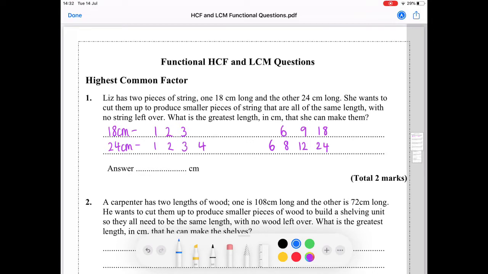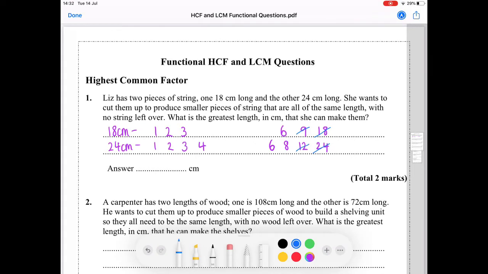Okay, now what we need to do is look at these factors that we've got, and find the highest one that is common to both. So the highest number that is in both lists. If we look at 18, we've only got 18 on the 18 centimetre one, not the 24 centimetre, so it's not going to be that. It's not going to be 24 because that's too long for the 18 centimetre. We haven't got a 9 in both, we haven't got a 12 in both.